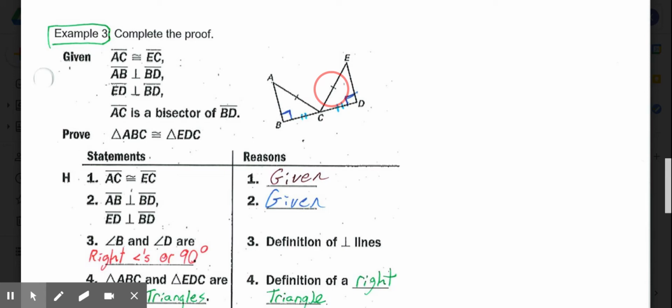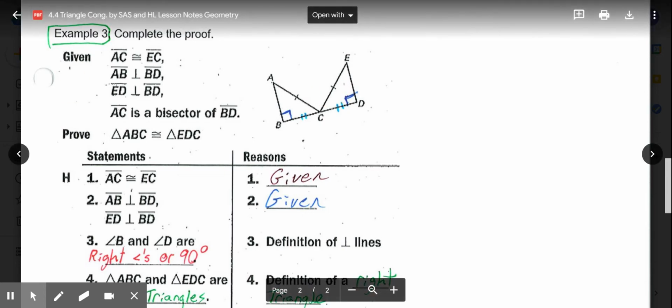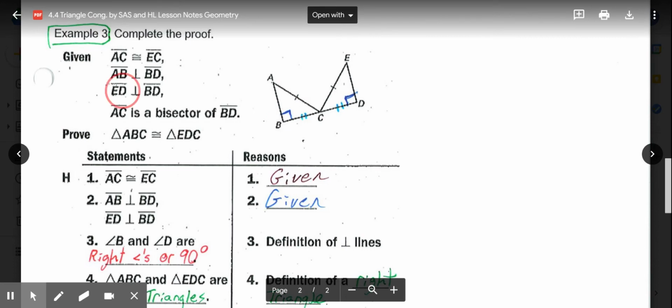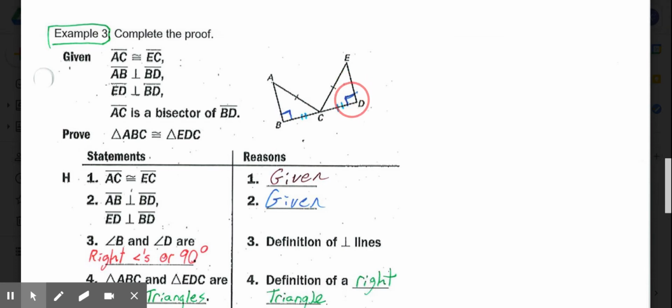AB is perpendicular to BD. So if AB is perpendicular to BD, that means side AB and BD meet at a 90-degree angle. So angle B is a right angle. ED, perpendicular to BD, ED and BD also meet at a right angle. So now I know I have a right triangle over here and a right triangle over here.